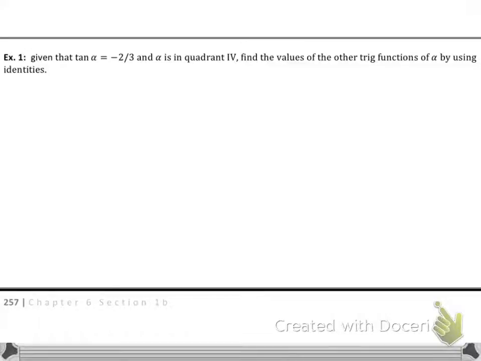3, and alpha is in quadrant 4. So this is one of the things that we didn't do, that a first-year algebra student couldn't do right off the bat: quadrant 4. So if I have quadrant 4, we have all students take calculus. So that means our cosine is positive. So that tells me cosine is positive. And what other one is positive? Cosine's positive.